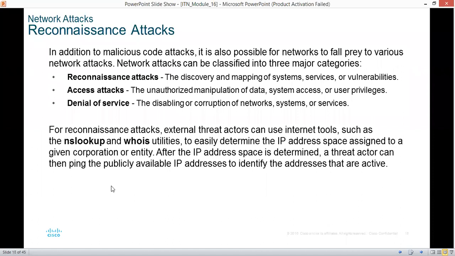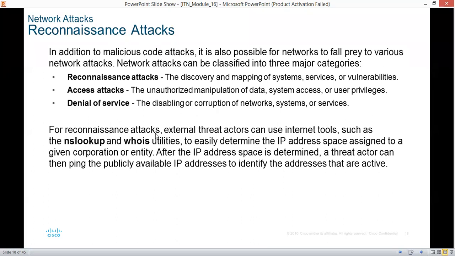And then under network attacks, in addition to malicious code attacks, we have reconnaissance attacks. This is the discovery and mapping of systems, services, or vulnerabilities. Then we also have access attacks, the unauthorized manipulation of data, system access, or user privileges. And denial of service is the disabling or corruption of networks, systems, or services.